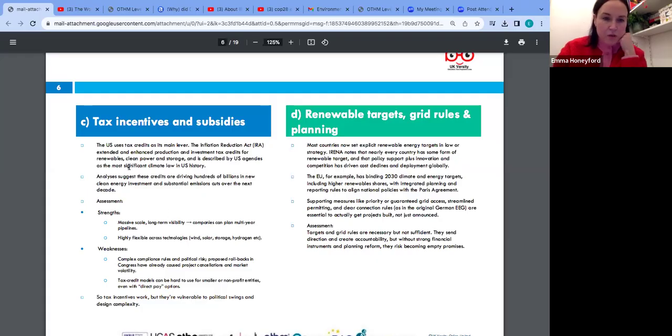So back over to the tax incentives and subsidies. With the US, we know that these tax credits have driven a lot of investment in clean, green energy, which has meant there will be substantial emission cuts over the next decade. So for an assessment of this, the strength has been massive scale and long-term visibility, so companies can plan multi-year pipelines due to the long foresight in the future. So it's seen as being more safe and sustainable that way.